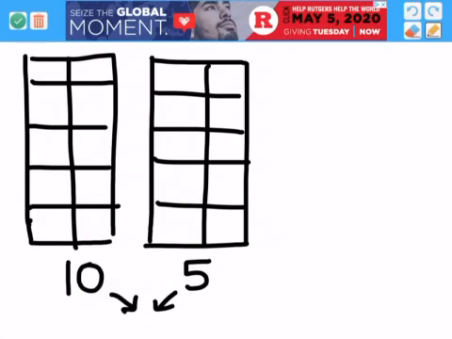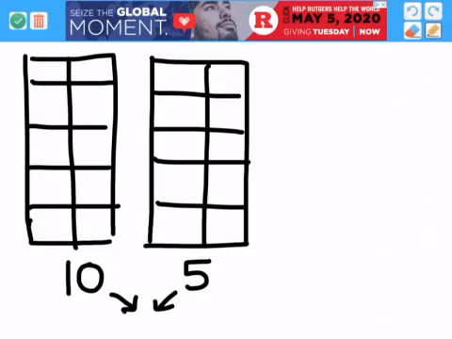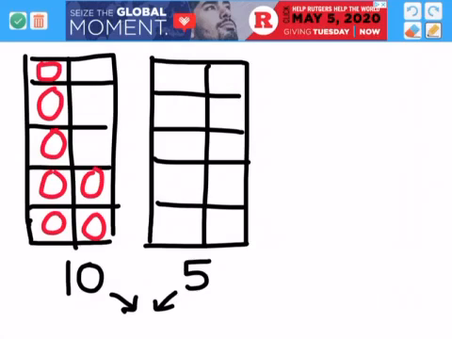The 10 frames are set up vertically, so that means they go up and down, so they might look a little bit different than you're used to. So for this one, it says that I need to show 10 and 5. So what I'm going to do is, if I have 10 right here on my left side, I know I need to fill up the whole 10 frame because a 10 frame has 10 spaces. So I have 10, and now I need 5 more.